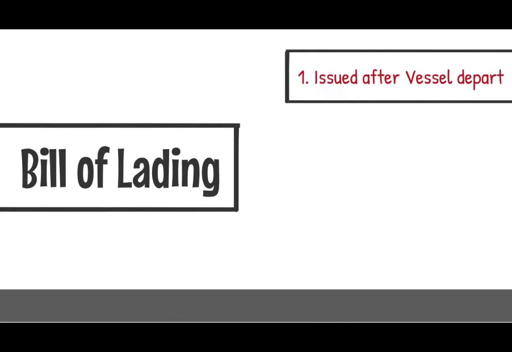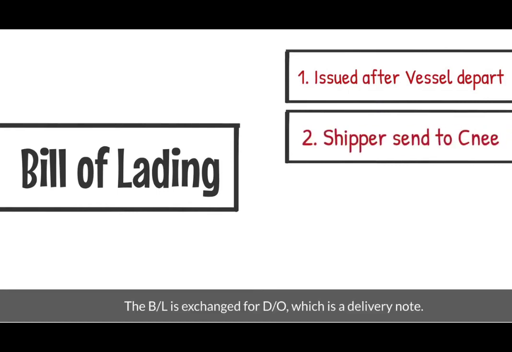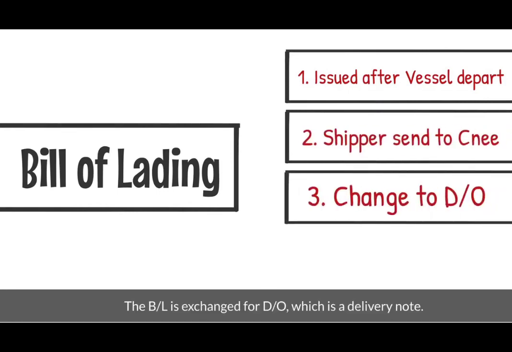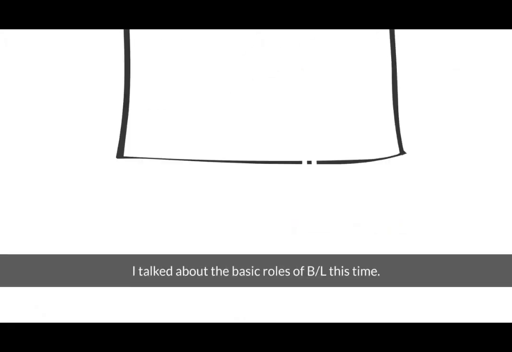Let's summarize the points on BL. BL is issued at the time of a vessel departure. A seller sends BL to a buyer. The BL is exchanged for DO, which is a delivery note. If you lose BL, you cannot pick up the cargo.